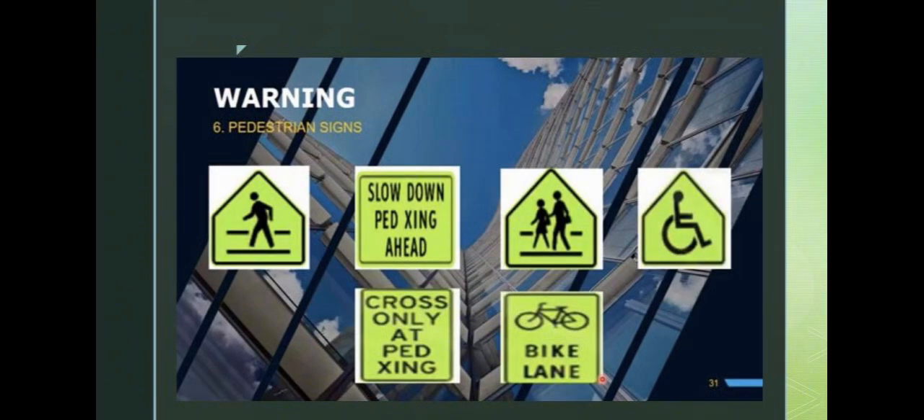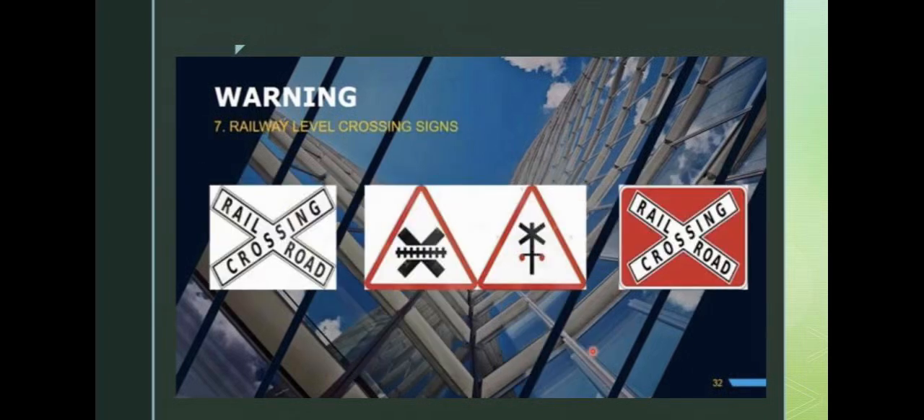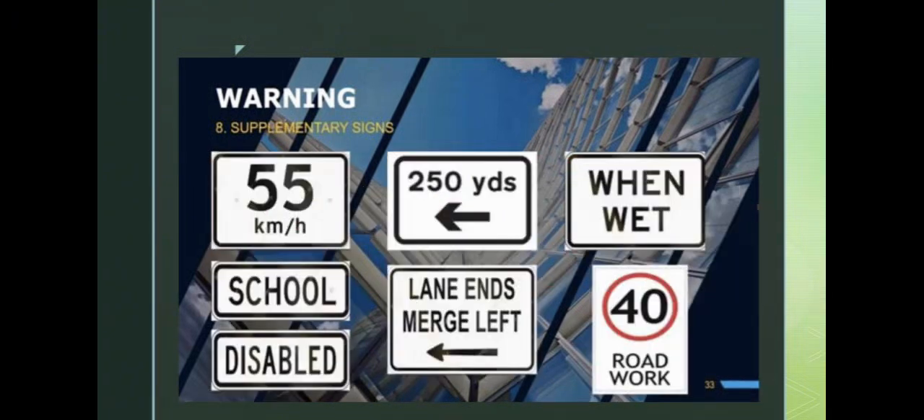So, pedestrian sign: this means a pedestrian crossing ahead, to warn motorists of the presence of pedestrians who may be crossing the road ahead. So another one is the railway level crossing sign. It is used at every railway level crossing in combination with stop and give way signs, signals or gates. Another warning sign is the supplementary sign.